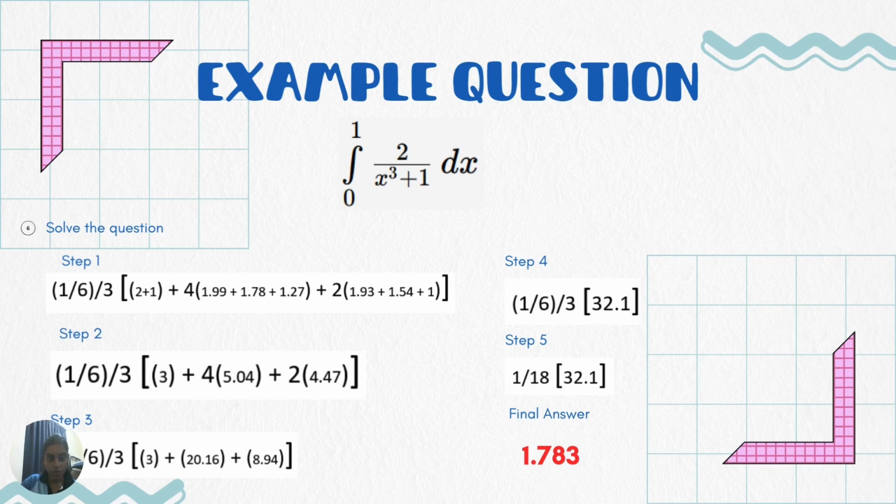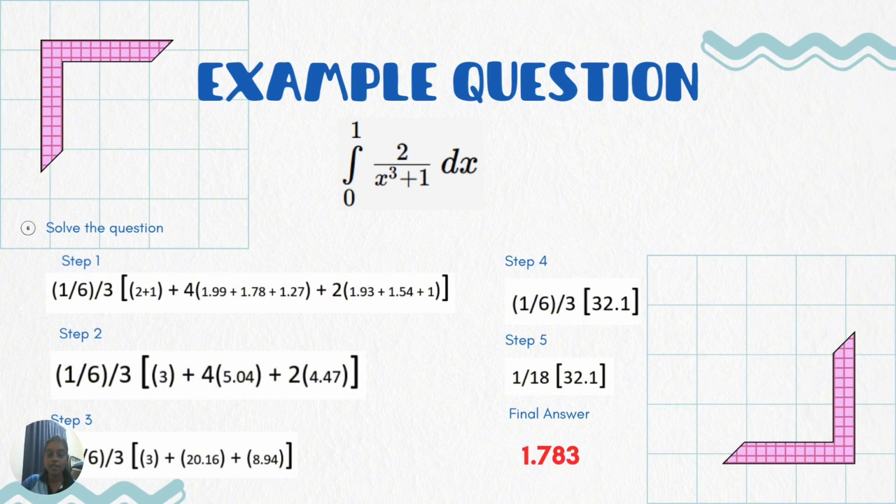Once we have added all the values in the bracket, now we have to solve the h over 3, which is 1 over 6 divided by 3. If we solve 1 over 6 divided by 3, that will give us an answer of 1 over 18. So to find the final answer, we have to multiply 1 over 18, which is h over 3, with 32.1, which will give us the final answer of 1.783.